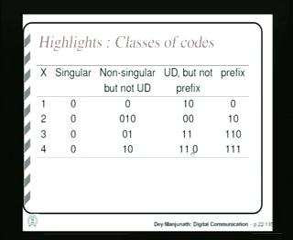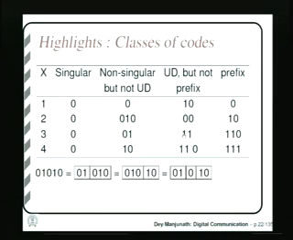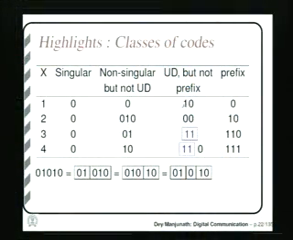So, for that we need another condition, that is prefix condition, that is no code word should be a prefix of another code word like this. Here this code word is a prefix of this code word. So, we cannot decode this code instantaneously. So, for that we need this kind of code where no code word is a prefix of another code word.